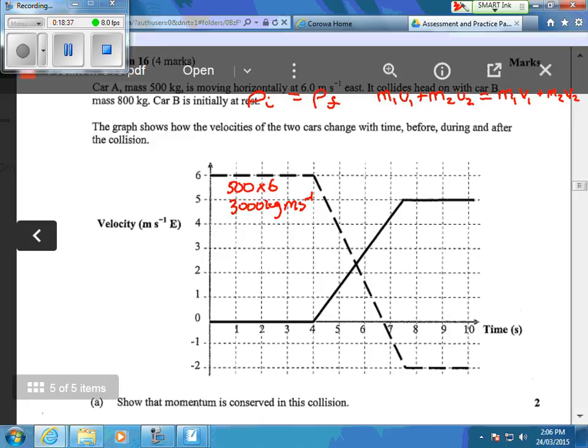Car B, or car 2, has a velocity of zero. So one car's travelling east, one car's sitting still, and it smacks into it. After the collision, this car is travelling in the opposite direction. It's still 500 kilograms, we hope, times, and it's now travelling at -2. It's bounced. So it's now -1,000.